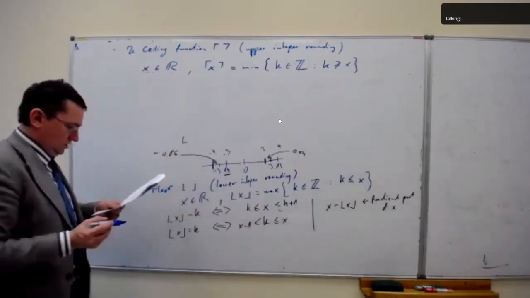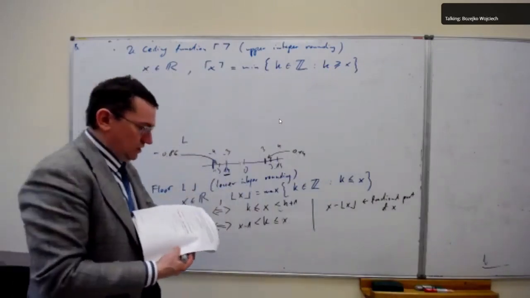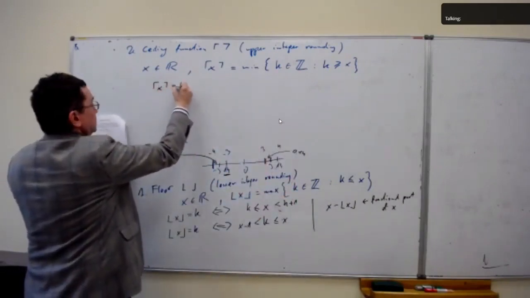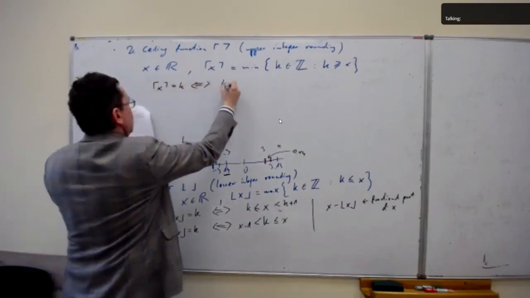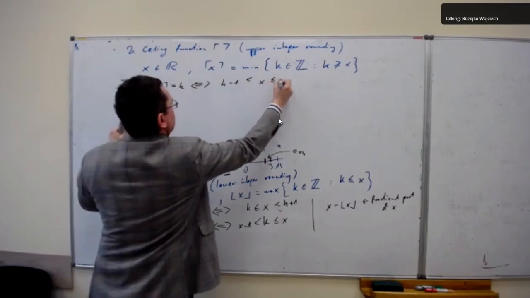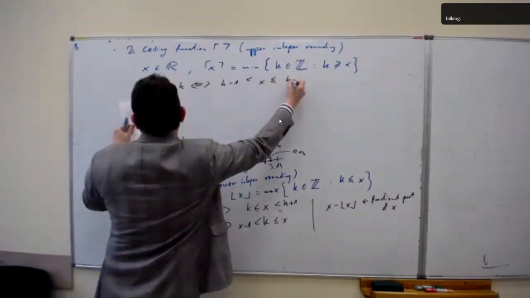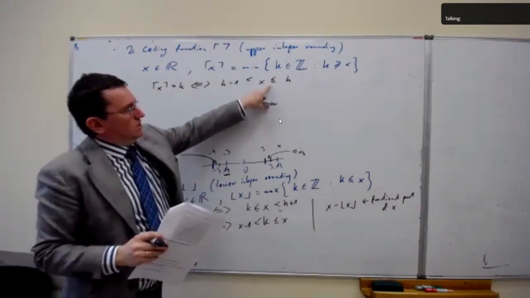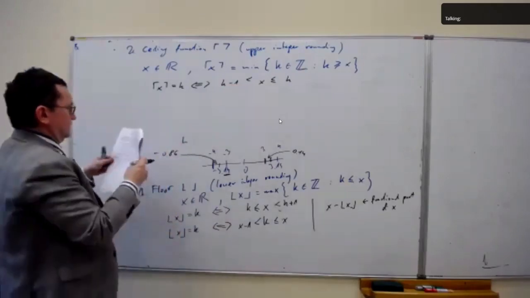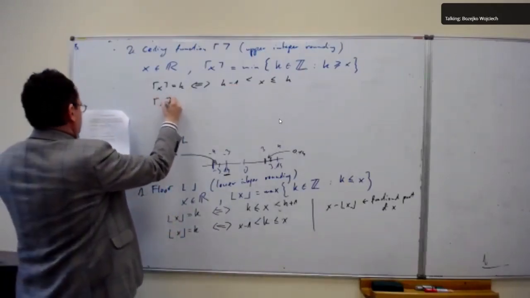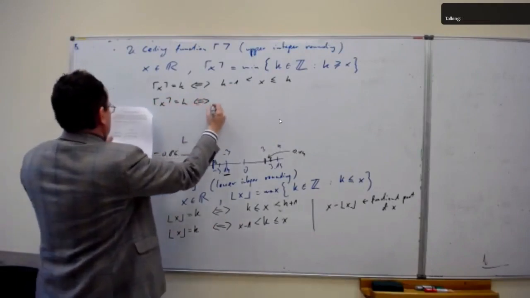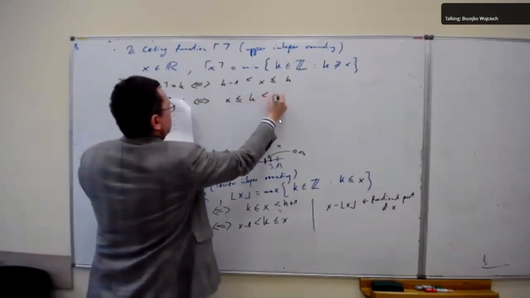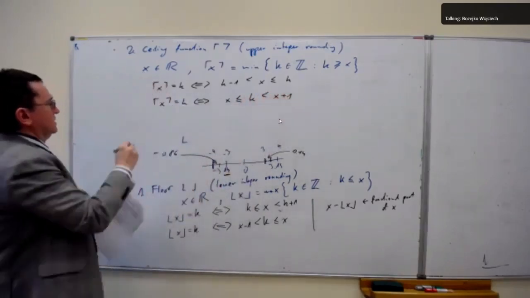Also some properties. If we have the ceiling of x and this will be k, then k minus 1 and k surround x, but here we have a strong inequality. And also we have such a property: x smaller or equal to k smaller than x plus 1.